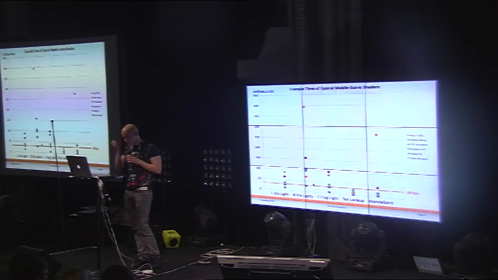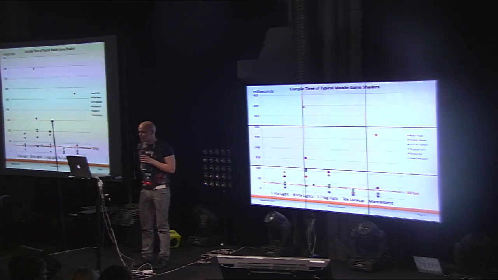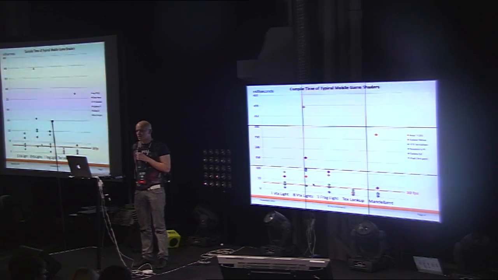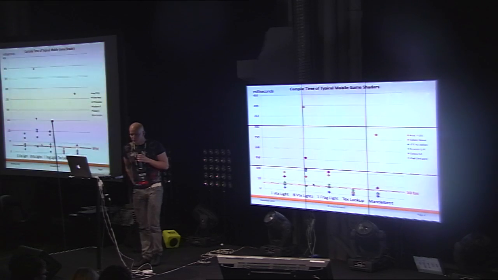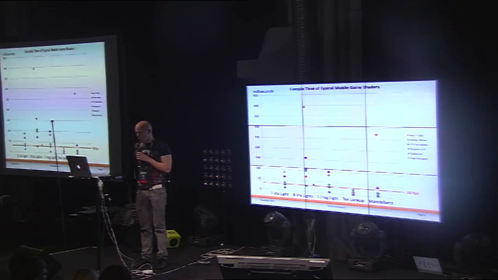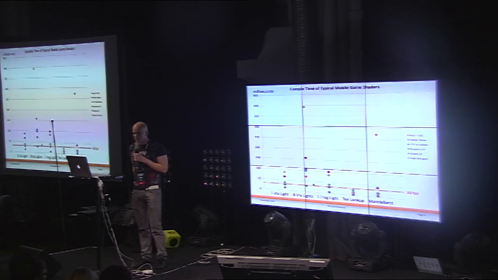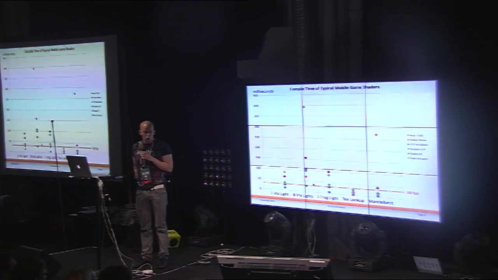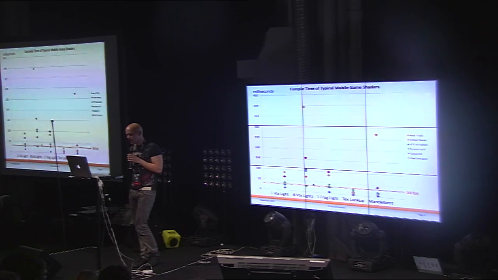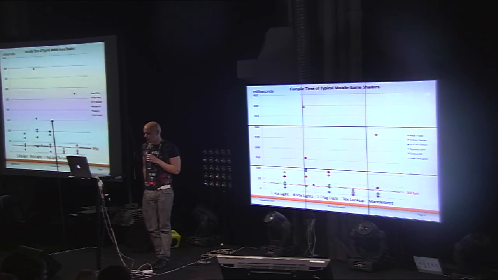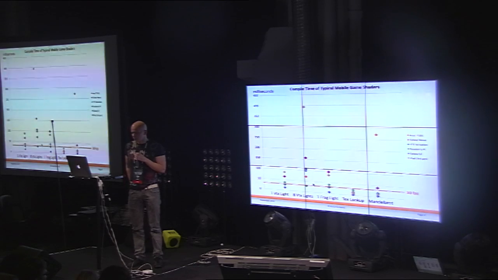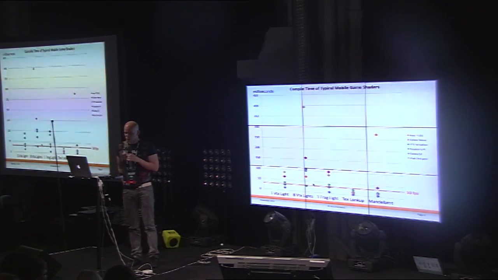To answer the first question, we implemented recently a performance test set for the shader compilers for OpenGL ES2, and here are some results from common shaders in mobile games. The times are in milliseconds. For reference, there's the green line, or orange line, which is how long it takes to render a single frame when you're rendering at 30 frames per second.